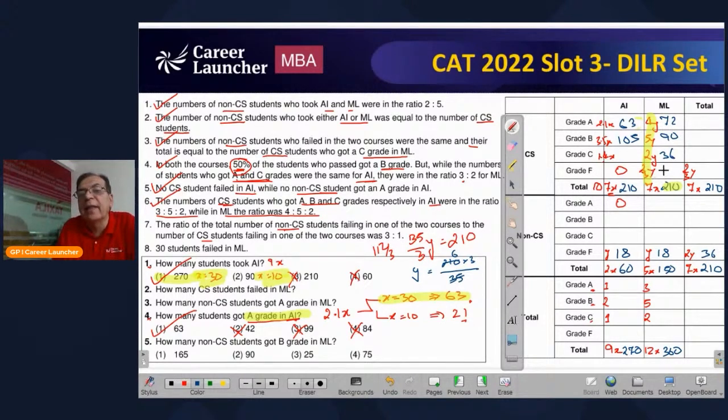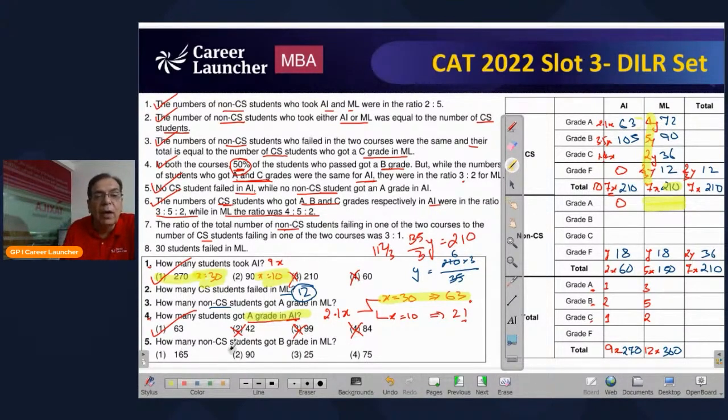2/3 of y, y is 18. That means this is 12. Okay. So how many CS students failed in ML? 12. Right? How many non-CS students got A grade in ML? So we need to find out how many non-CS students got A grade in ML.